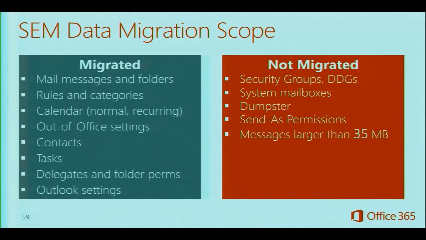So as I said before, this is a high-fidelity migration. Emails and folders, rules and categories, calendar items, contact items, tasks, out-of-office settings, delegates, folder permissions, and Outlook settings, things like your favorites and so forth, do end up getting migrated. However, mail-enabled security groups and dynamic distribution groups do not get migrated in a staged migration. In addition, things like the system mailbox, the dumpster or deleted items, as we call it, and send as permissions are also not migrated.